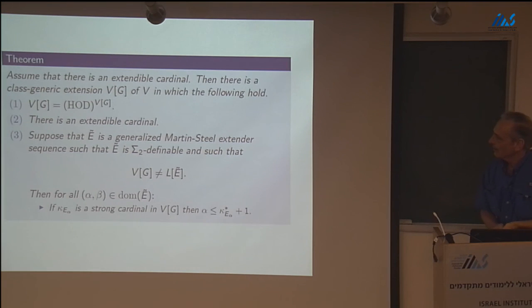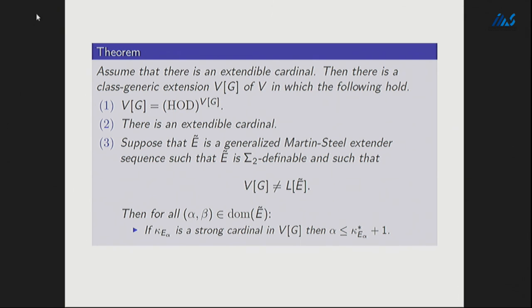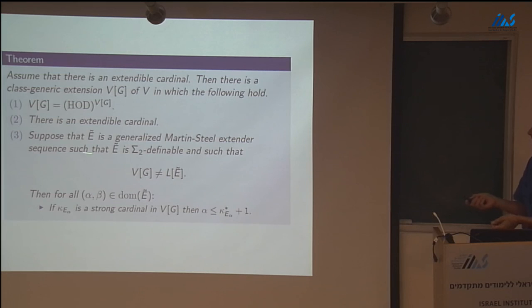No, this is a corollary of the technical theorem. Assume there's an extendable cardinal, class generic extension. It's the same one. V of G thinks V is Hod, and V has an extendable cardinal. Take any generalized Martin-Steele extender sequence, which is sigma 2 definable, and such that V of G is not L of E. Then for all alpha beta in the domain of the sequence, if kappa E alpha is a strong cardinal in the model, then alpha can't be any bigger than the image of the critical point plus 1. You can't put long extenders on the sequence.